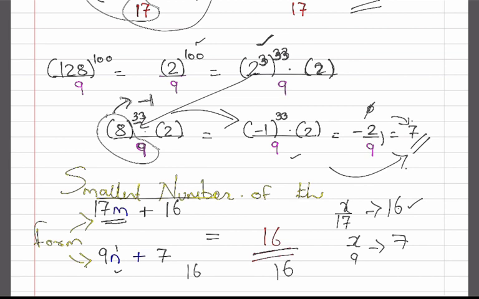Divide 16 by 17. What is the remainder? 16. Divide 16 by 9 as well. So you get the remainder as what? 7, right? And this is what I wanted. A smallest number which when divided by 17 gives me a remainder of 16, which is 16 itself. And the same number 16 when divided by 9 gives me a remainder of 7. So that gives me the final answer by using Chinese remainder.